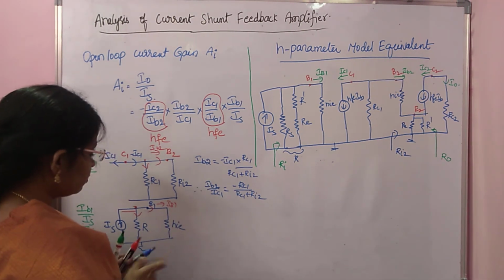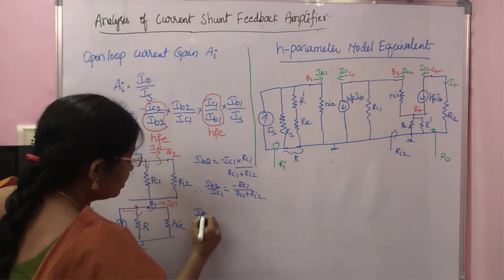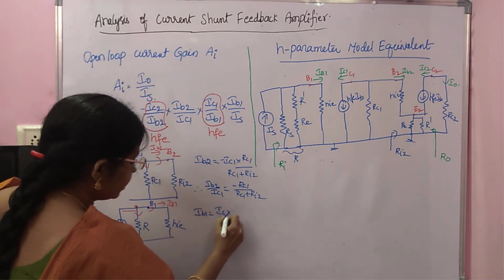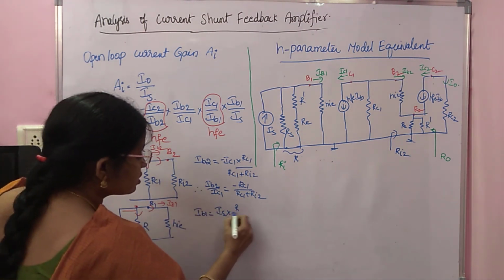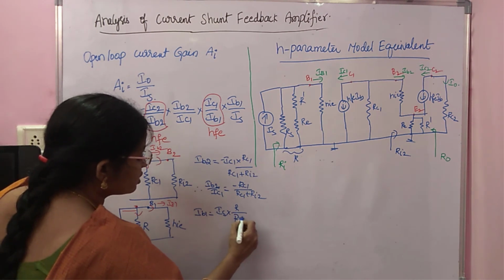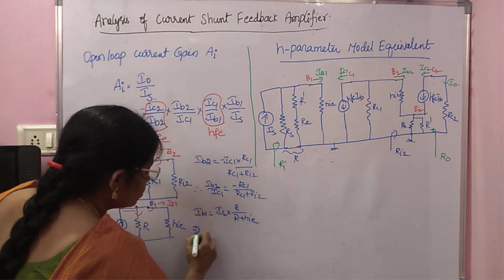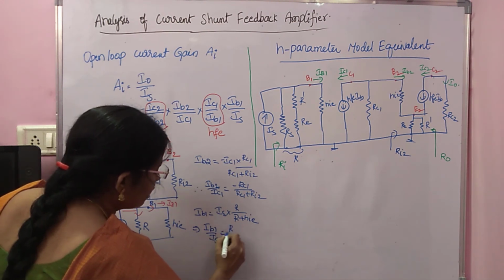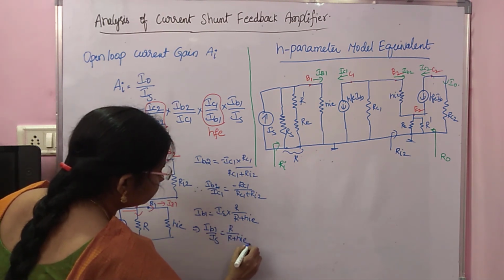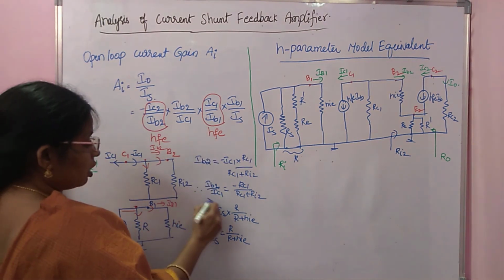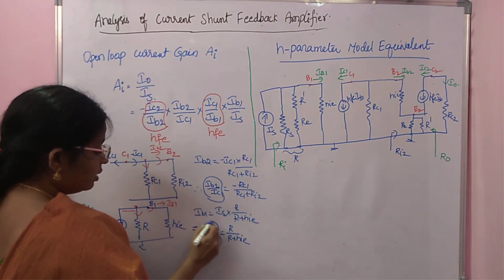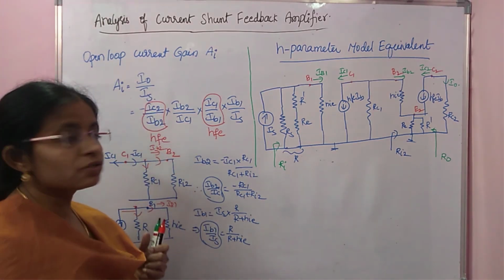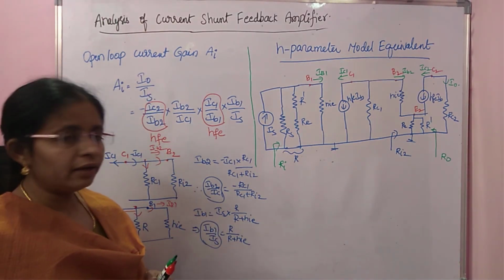So what is IB1? IB1 is, same way, what is the total current? IS into opposite resistance R by the sum of two resistances R plus HI. So it implies IB1 by IS is equal to R by R plus HI. Fine. So we got this IB2 by IC1 and IB1 by IS. So substitute these two, you will get your AI. So that is your open loop current gain AI.